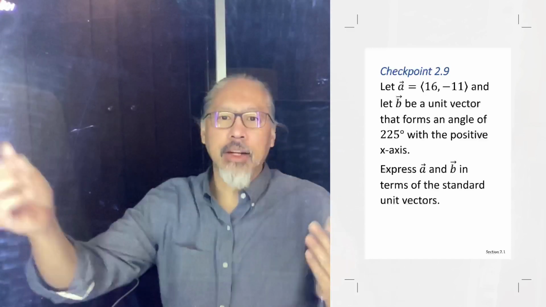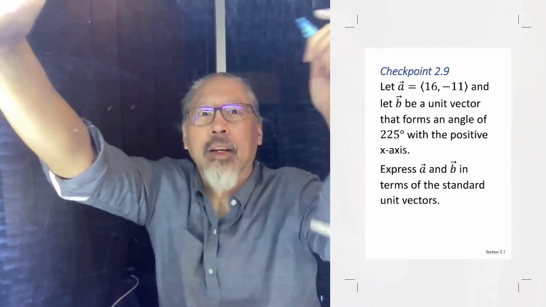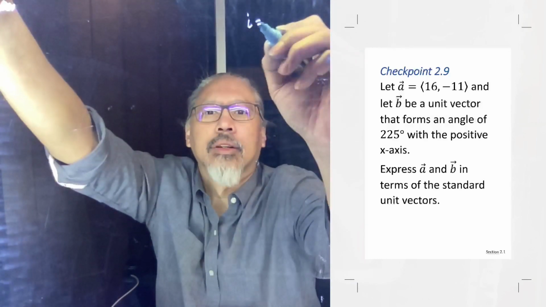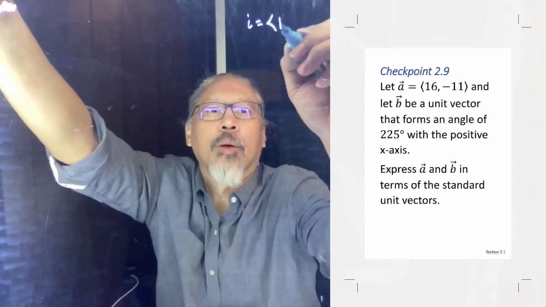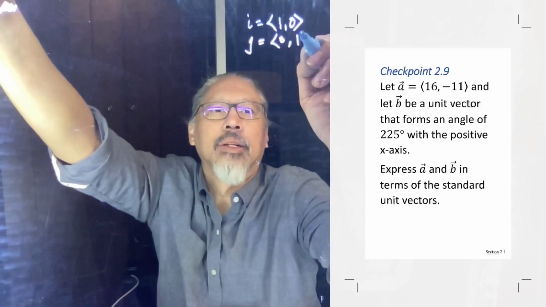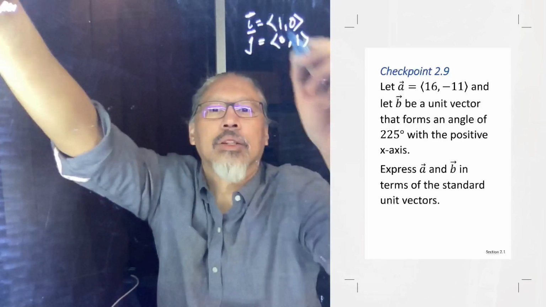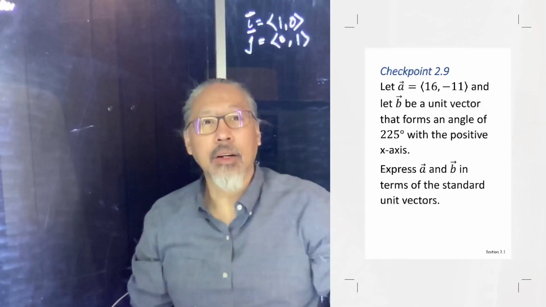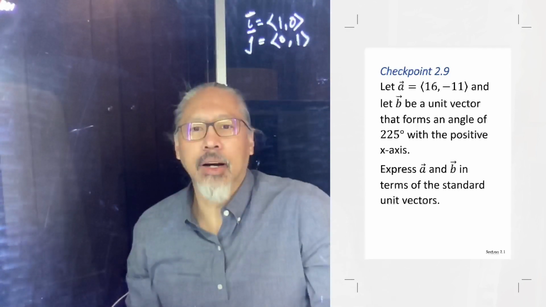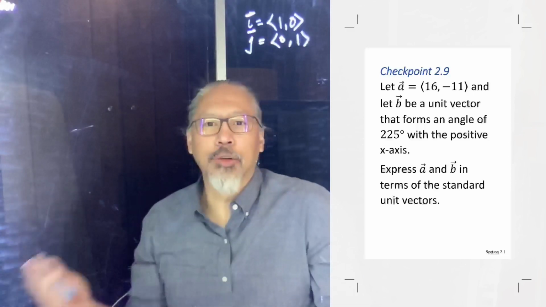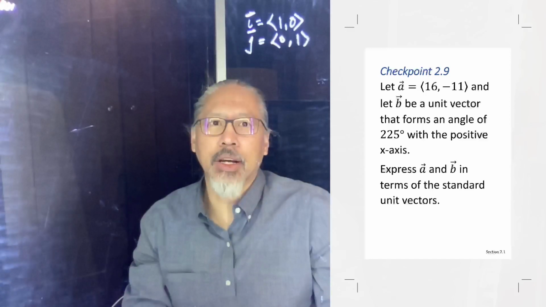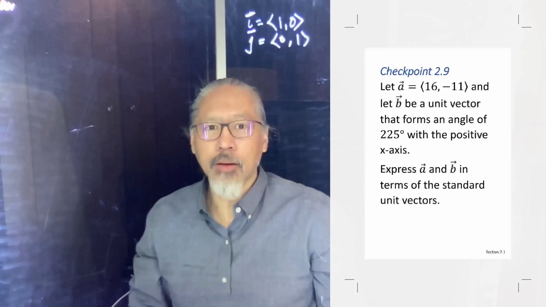So the standard unit vectors are I and J, and just to remind you, I is the vector 1, 0, and J is the vector 0, 1. We can express any vector in component form as a linear combination of I and J, which is essentially multiplying the first component by the vector I and the second component by the vector J, and then adding them together. Okay.